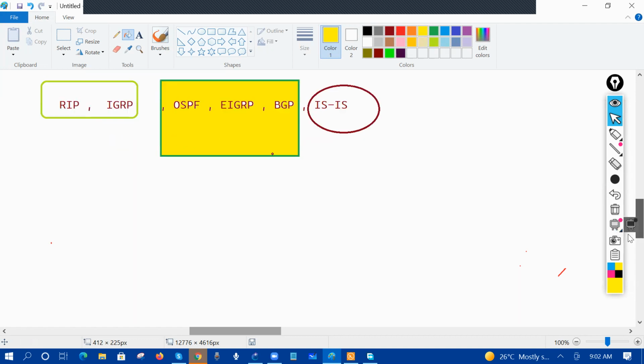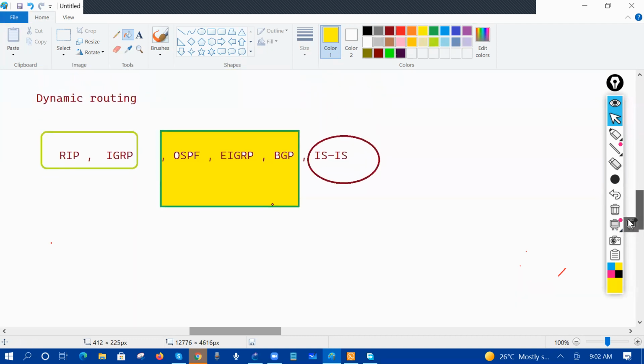Today I'll show you the meaning of dynamic routing, how dynamic routing is going to work, and the main difference between static and dynamic. I'm not going to teach you any protocol right now. I'm just going to tell you what dynamic actually is.